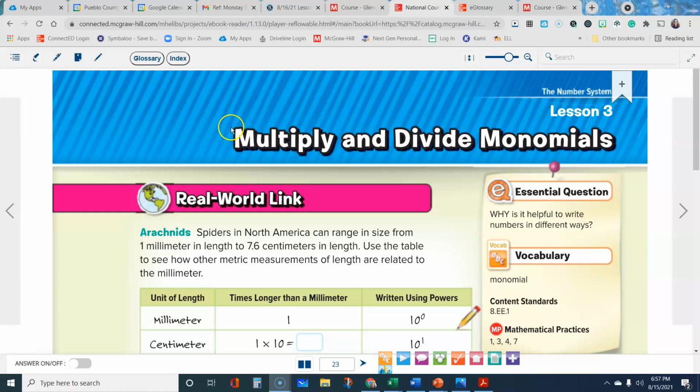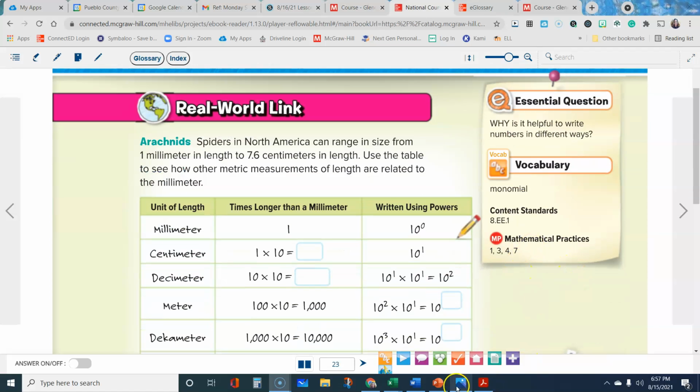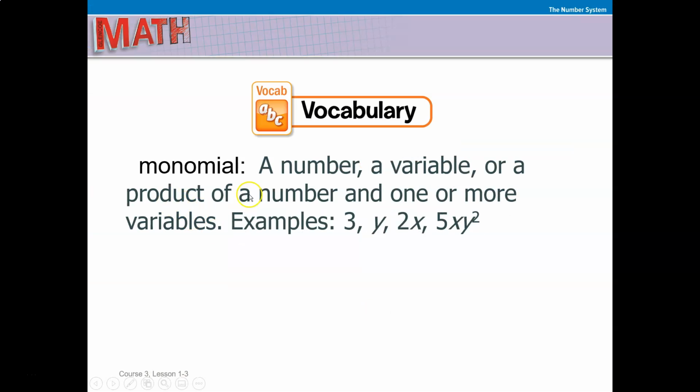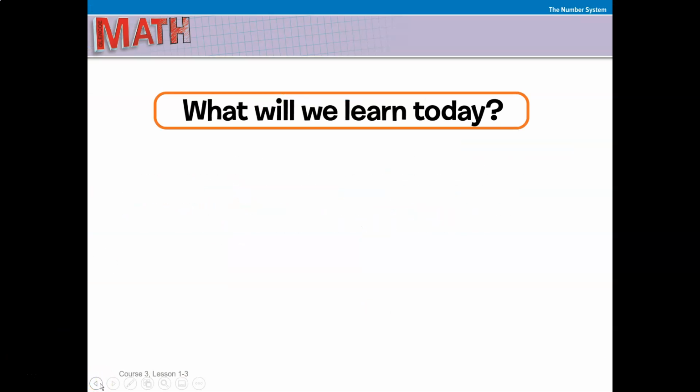The title of our lesson is Multiplying and Dividing Monomials. Okay, let's look at our first essential question before we get started. Your essential question today is, how do I multiply and divide powers?